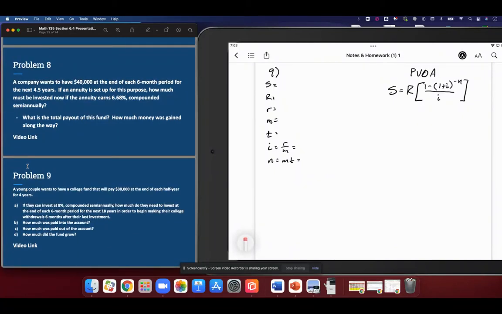Okay, so coming in at number 9, everyone, we have a young couple that wants to have a college fund that will pay $30,000 at the end of each half year for 4 years. And so what we need to figure out first is how much money has to be in that account for them to be able to make that size of withdrawals for that long. And for that, we would need a present value of ordinary annuity.